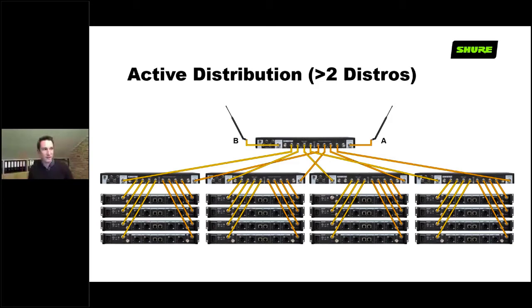But one distribution amplifier will feed multiple distribution amplifiers, as hopefully seen in this slide, where you've got the 4 outputs on the A side and the 4 outputs on the B side feeding multiple distros, which are then subsequently feeding multiple receivers.